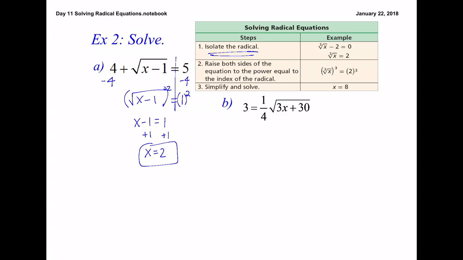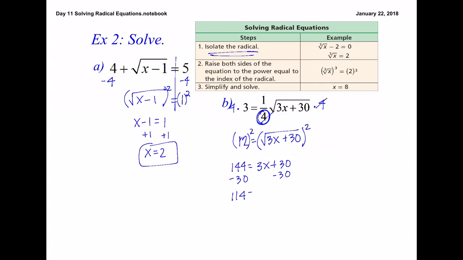When we look at example B, we need to undo a division. The inverse of division is multiplication, so if we multiply both sides by 4, we cancel out that denominator, so we have 12 is equal to, 1 times anything is itself, so the square root of 3x plus 30. To undo a square root, we're going to square both sides. 12 times 12 is 144, equals 3x plus 30. The inverse of plus 30 is negative 30, which gives us 114 is equal to 3x. The inverse of multiplication is division, and we get x is equal to 38.